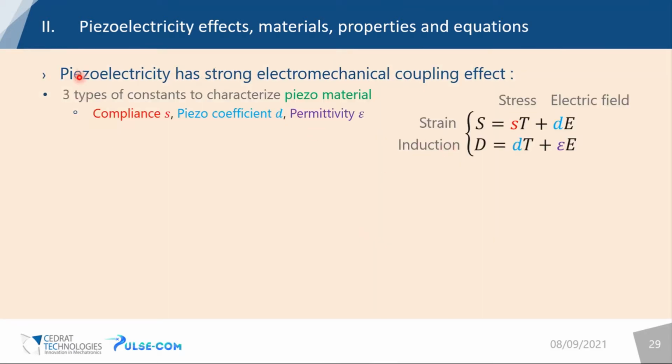This is to make a little synthesis. So you have to remember that you have 3 types of constants to characterize the piezo material. It's the mechanical compliance, the piezo coefficients, and the permittivity. And that you can link the mechanical strain to the mechanical stresses and the piezoelectric effects, which is induced by the electrical field, and the electrical induction, which is related to the stresses and the electrical field, by the piezo coefficients and the permittivity.